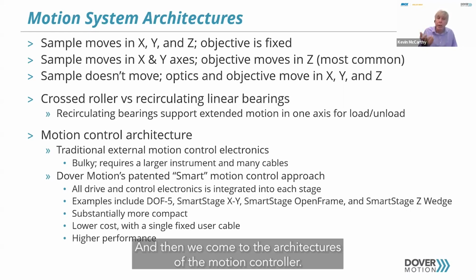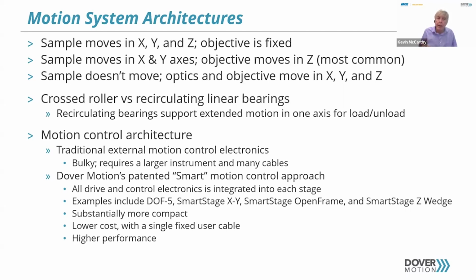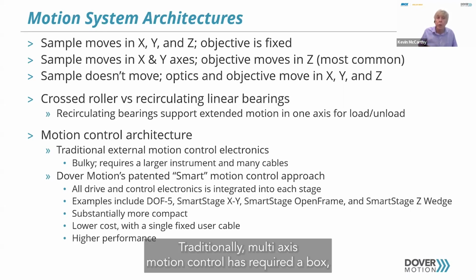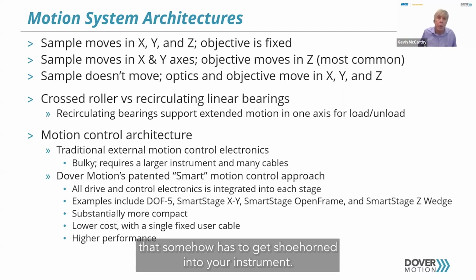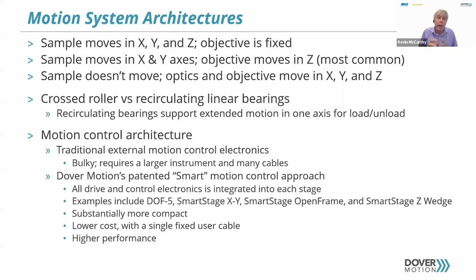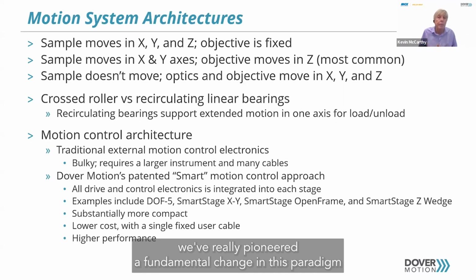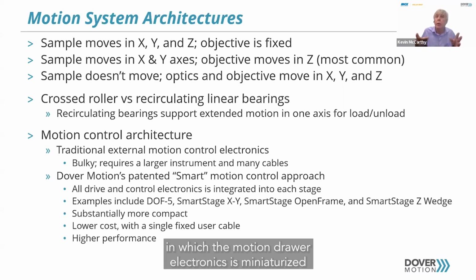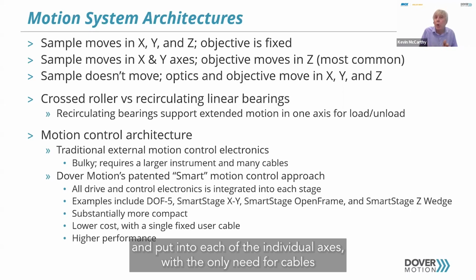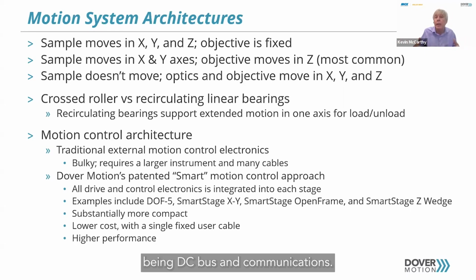And then we come to the architectures of the motion controller. Traditionally, multi-axis motion control has required a box, sometimes a large box, even a rack mount box of electronics that somehow has to get shoehorned into your instrument. At Dover Motion, we've really pioneered a fundamental change in this paradigm, in which we have developed our smart motion control approach, in which the motion control electronics is miniaturized and put into each of the individual axes, with the only need for cables being DC bus and communications.